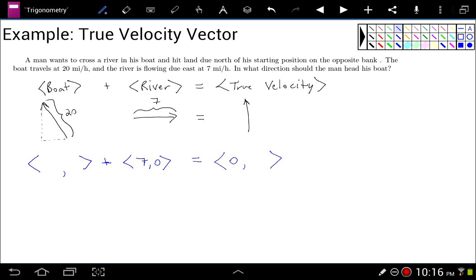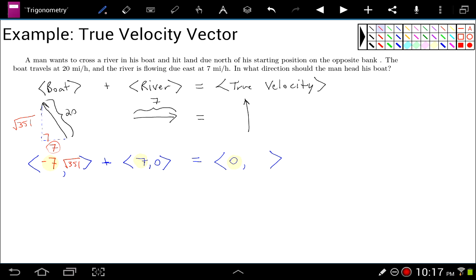Now we sort of work backwards to fill in the blanks. If I add this horizontal component with this horizontal component, I get this horizontal component. That tells me that the horizontal component of the boat has to be -7. So this right here has a length of 7 in this vector. Then, once I know this side of the right triangle, I can easily find the other side using the Pythagorean theorem to be the square root of 400 minus 49, which is 351. Okay, so this vertical component is square root of 351.